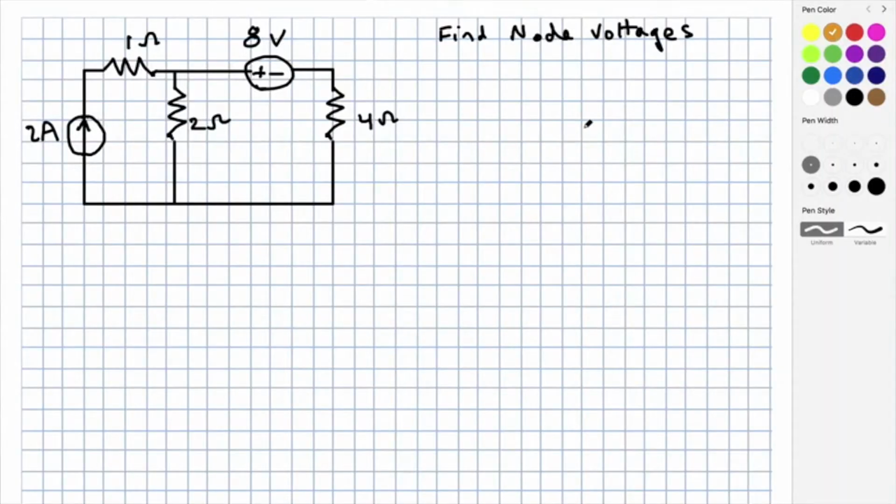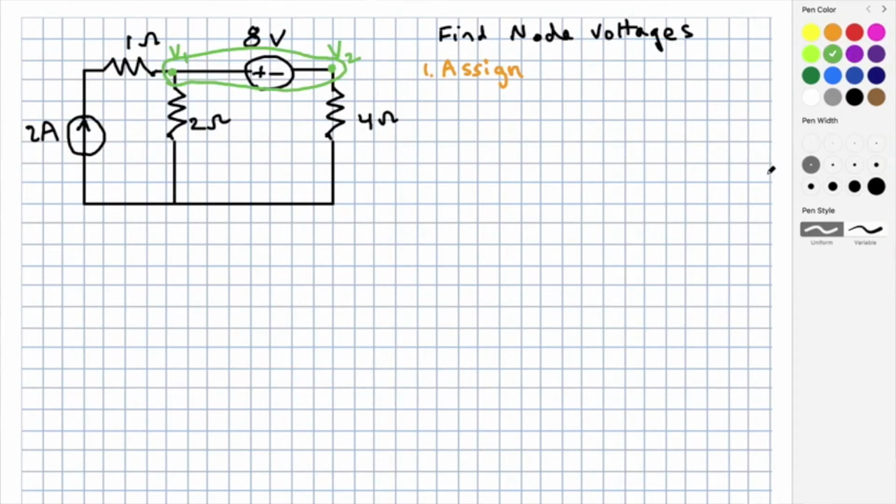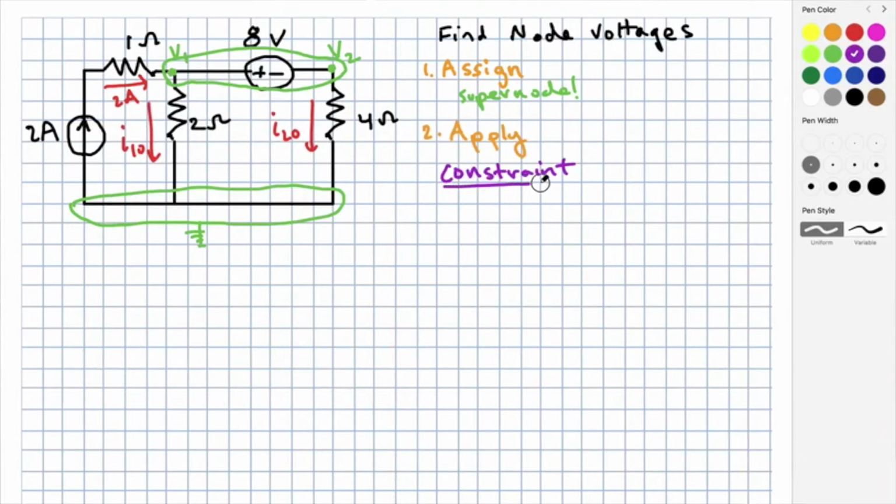Let's find the node voltages in the circuit. We start with our acronym, step 1 being assign. We assign node voltages, identify the supernode, and assign current names. I name the currents based on the nodes they are traveling between. Next, we go to step 2, apply. Here we'll first write the constraint equation, which tells me that V1 on the positive side minus V2 on the negative side must equal the voltage source between, which is 8 volts.